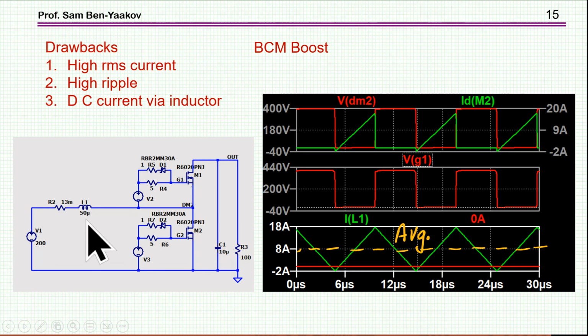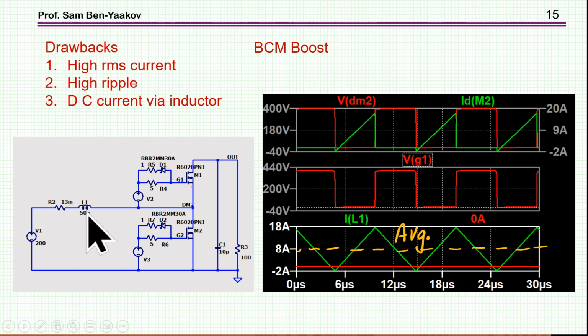However, pure BCM has some drawbacks. First of all, due to the very high ripple, we have high RMS current in the inductor, and in fact in the transistors. There's a high ripple, and the RMS is also, of course, high. And also we have a DC current in the inductor.